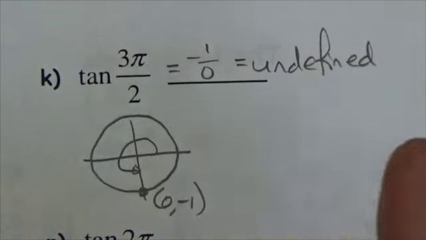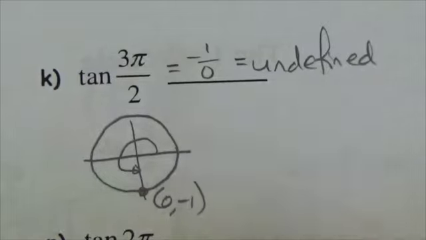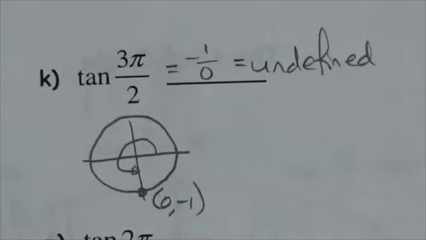Cosine and sine are the only two of those 6 trig ratios that will not have values where its result is undefined. All the other trig functions will. So it's just something to get used to.